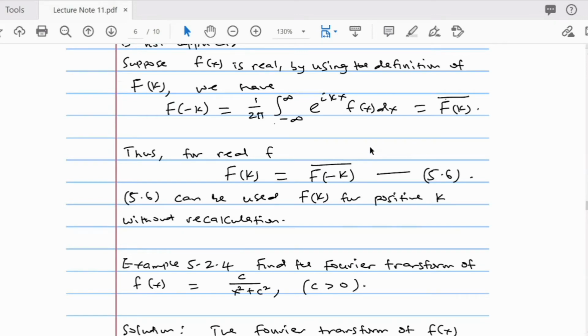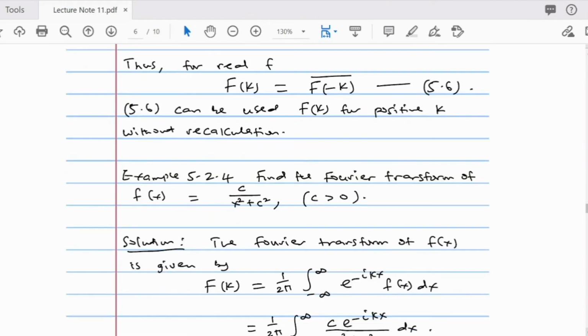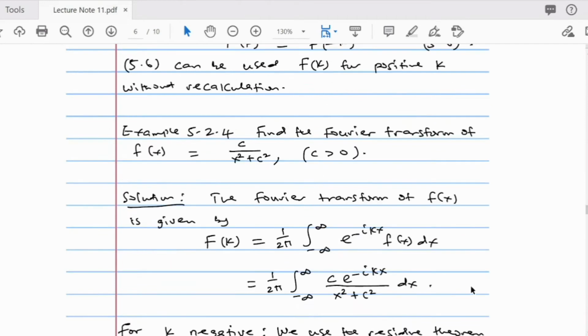So 5.6 can be used for F(k) without calculation. You can just use 5.6 for F(k) without computing anything. Once you get F(-k), you can always find your F(k). Okay, so let us see. Let me do an example for you. I want to find the Fourier transform of f(x) given this way.